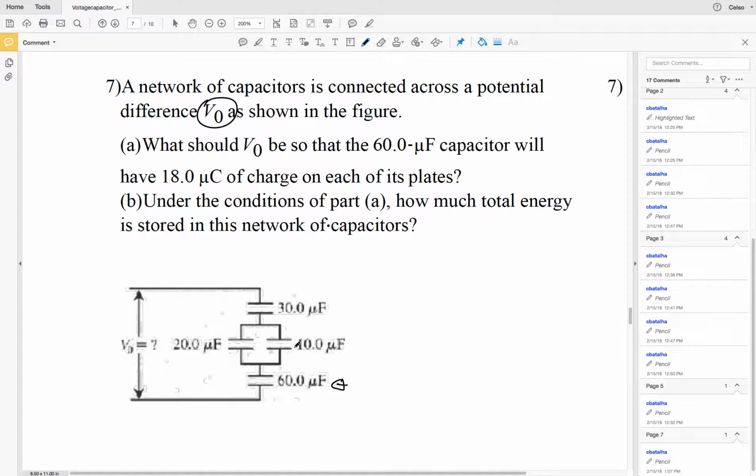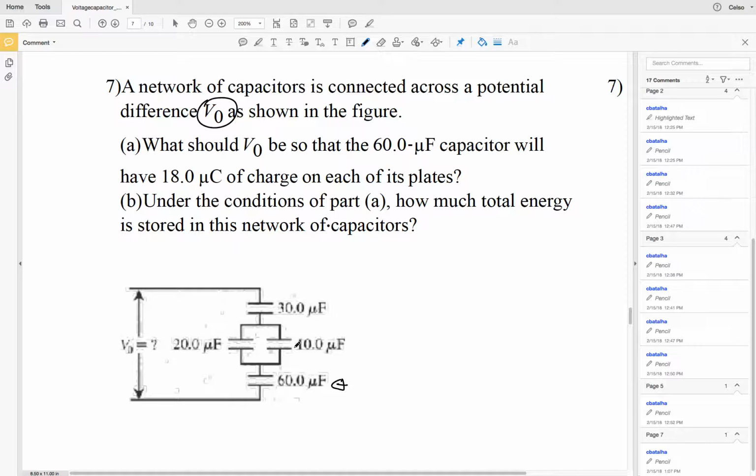So those two are in parallel. So the first thing you do in a circuit like this is say, okay, I have identified capacitors in series, capacitors in parallel, first of all. Second, you should be able to remember. If you don't remember, it's not a big deal because you will have your cheat sheet with you.